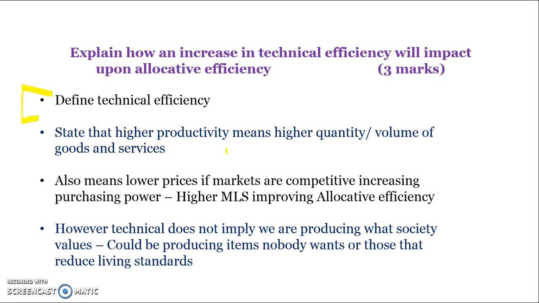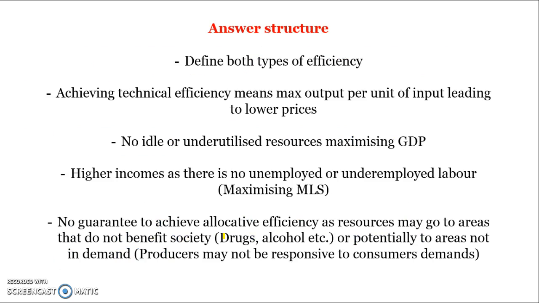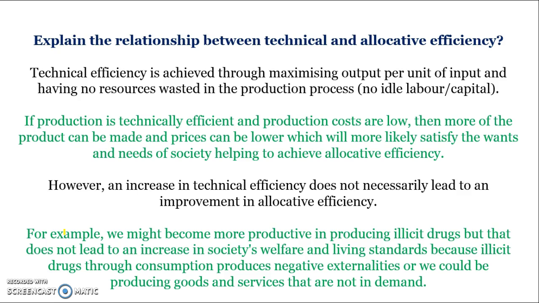However, state clearly there's no guarantee that technical efficiency leads to allocative efficiency, because we can be producing things that nobody wants, which can harm our living standards. So the answer structure is: define both types of efficiency, state what technical efficiency means, how it leads to lower prices, and how it leads to no underutilized resources and therefore no unemployment. But make it clear that it doesn't necessarily lead to allocative efficiency, because resources may not be going to areas that have the maximum benefit for society, and then provide an example of that.